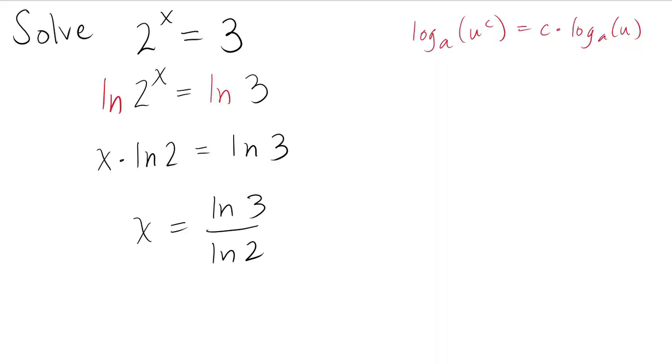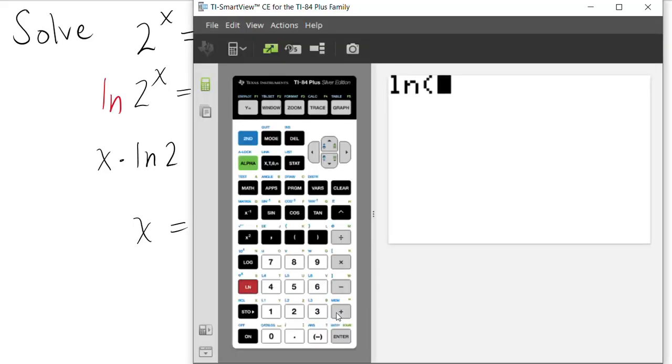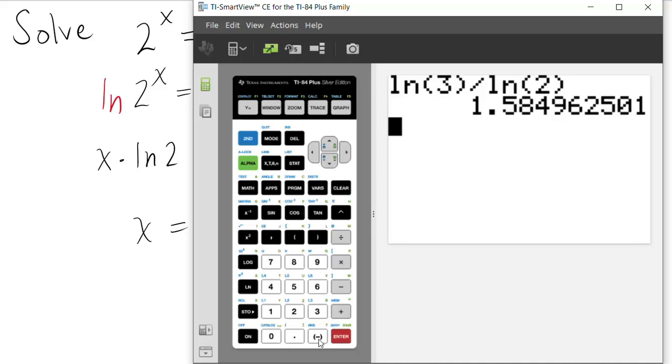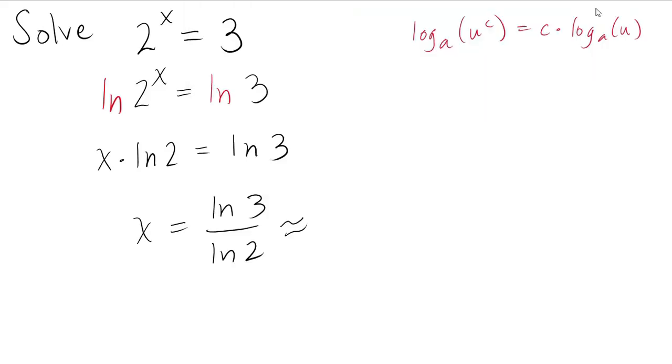Writing our solution in this format is a little bit nicer, especially if you have an older calculator that won't do logarithmic bases other than base 10 or base e. I can approximate this solution with my calculator by doing the natural log of 3 divided by the natural log of 2. It gives me an answer of about 1.58, and we're claiming that that's about the exponent that you have to put on 2 in order to get 3.